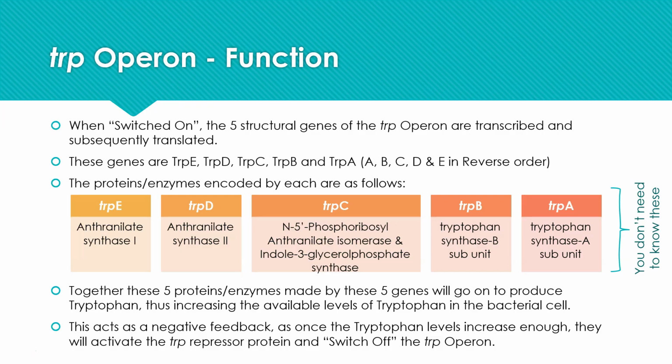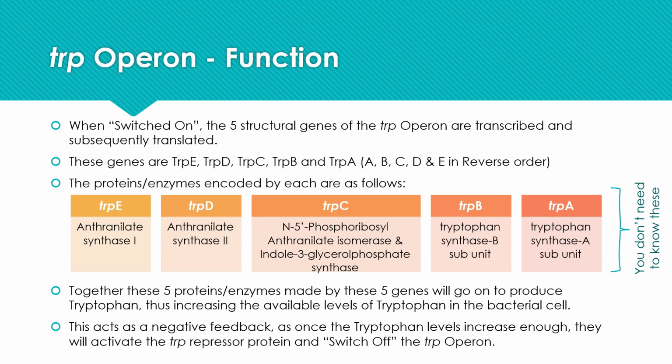We've talked about how you can regulate the operon, but I haven't spent much time talking about what it actually does. So the operon has 5 structural genes, and when you have it switched on, it goes through, it transcribes, and subsequently translates those 5 genes. And you end up with 5 different proteins.